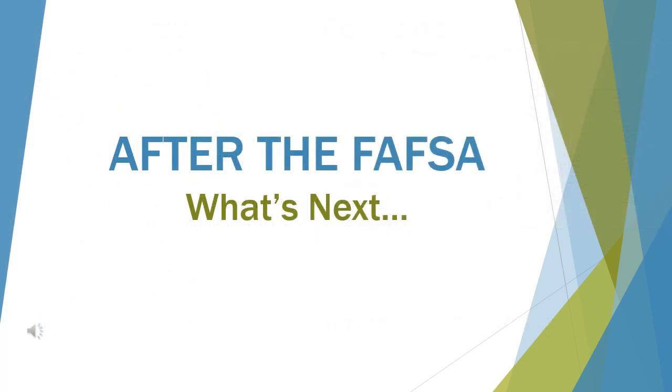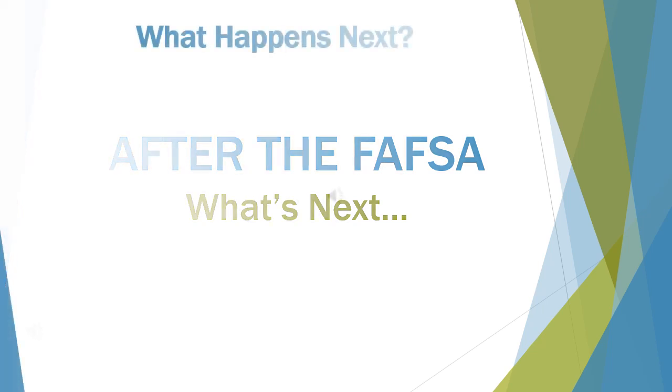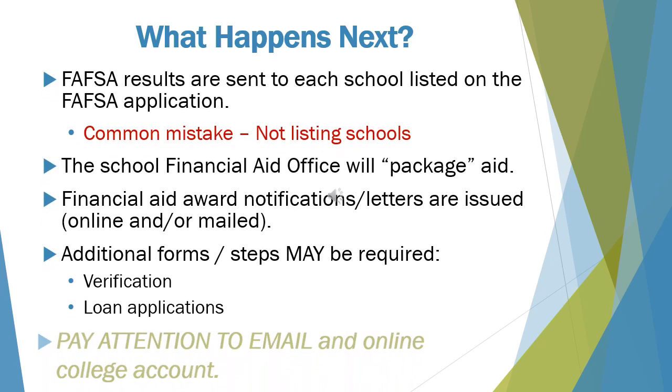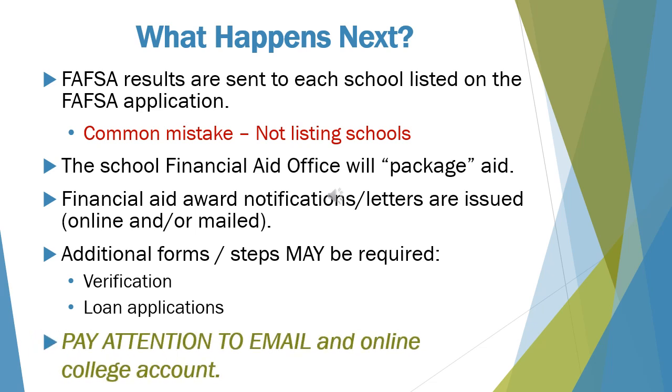So you have completed the FAFSA. What comes next? The FAFSA results are sent to each school that a student listed on their FAFSA application. One of the most common mistakes is students not listing all of the schools where they are applying. Colleges do not get the FAFSA information if you do not list their college on the FAFSA.